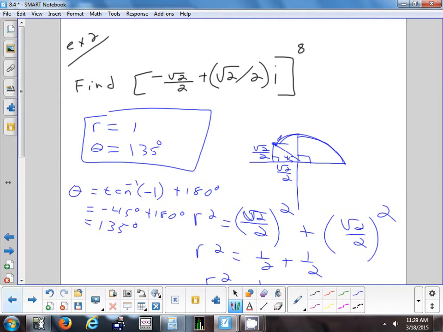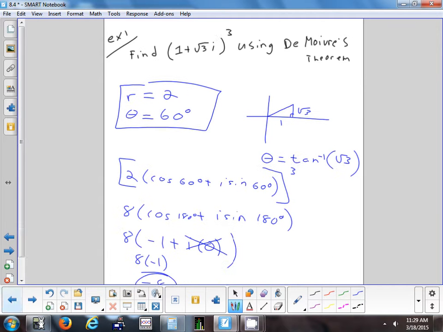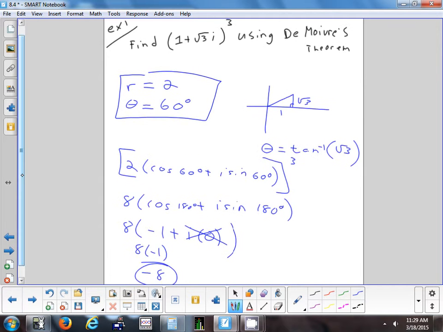All right, so I'm going to go back and look at that. Let's see if I can get it all on the board. So if you take 1 plus root 3i and cube it, you get negative 8. What would you get if you take the cube root of negative 8? Okay, that is one answer. What would be another answer?